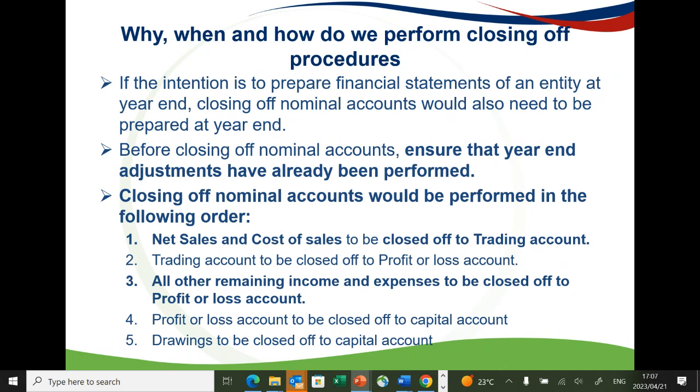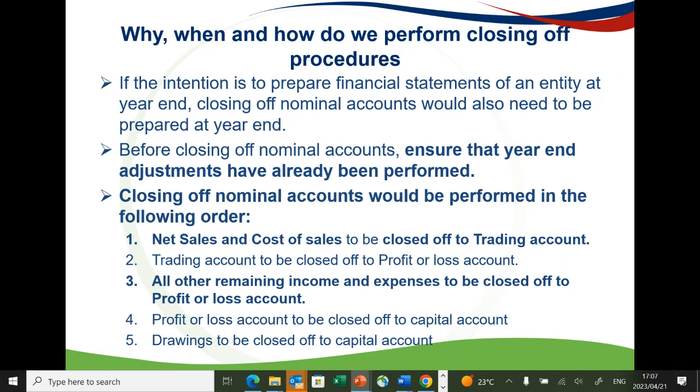Once you have closed off that profit or loss account, that profit or loss account is also a temporary account. It needs then to be transferred to where? To your capital account. It needs to be closed off to your capital account. That is step number 4. And the last one, what you also need to do, the drawings need to be closed off to your what?